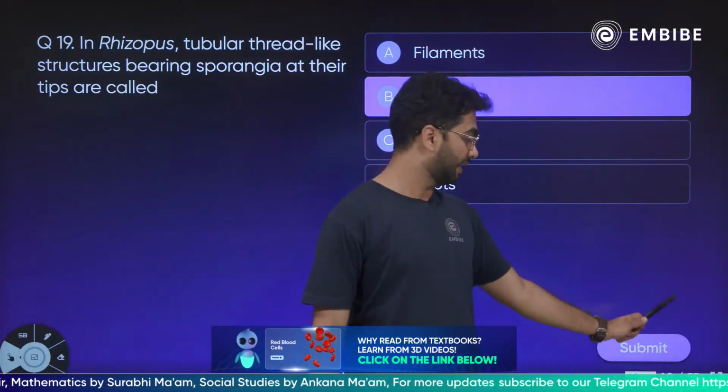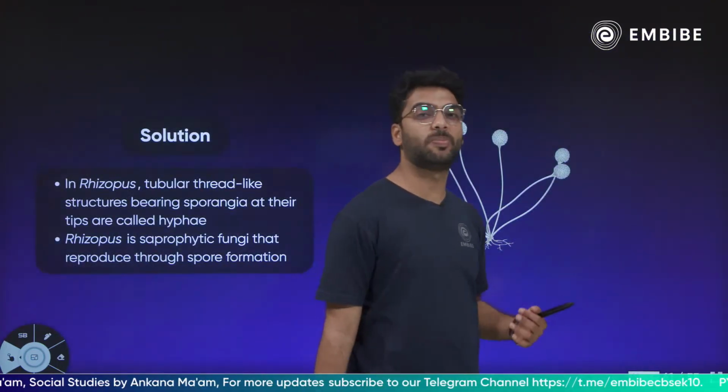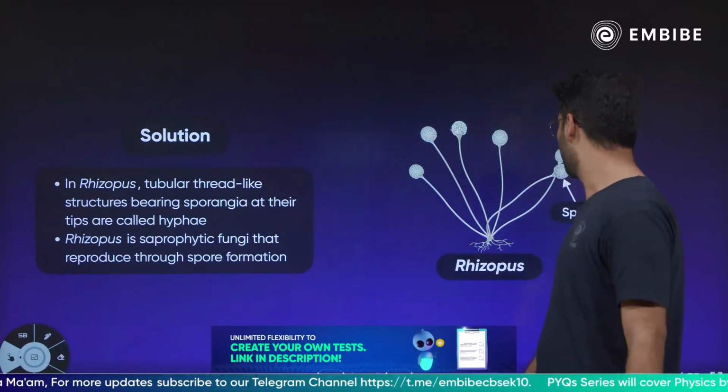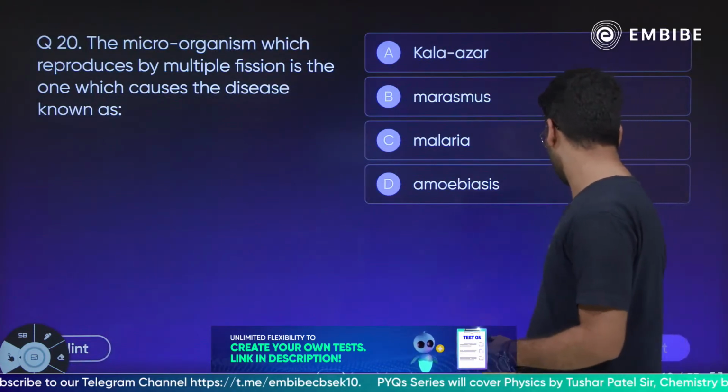Let's see whether B is correct or not. It is absolutely correct. It is the hyphae. It is also called as bread mold. Yes, Amrita, you're right. It is bread mold. It causes food poisoning, food spoiling. Next one, the question number 20.